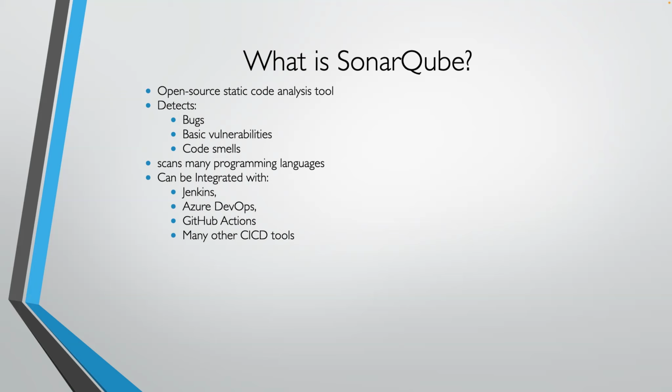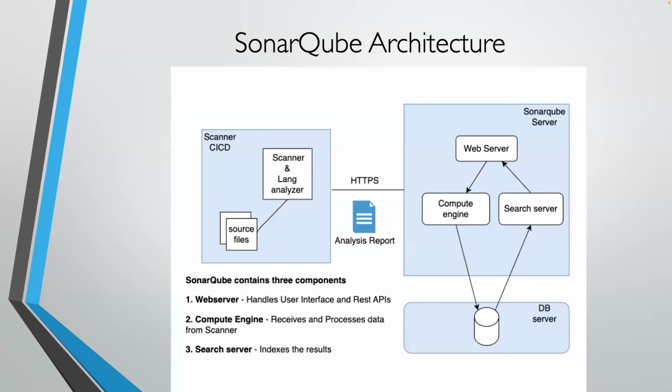And then SonarQube can scan many programming languages. I think it can scan about 21 different programming languages and frameworks. And SonarQube can be integrated with various CICD tools such as Jenkins or Azure DevOps or GitHub Actions, and many other CICD tools. So let's try to understand the SonarQube architecture.